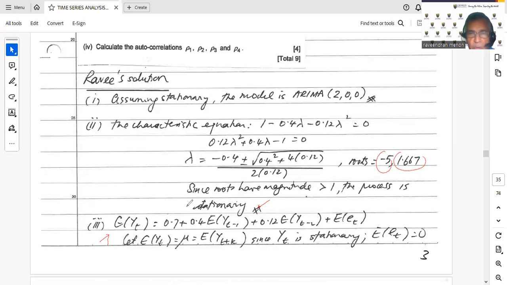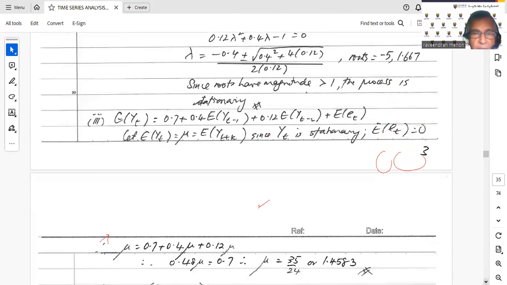So the expected value of YT, you can do that on your own. You can pause the screen. It's exactly like what we did just now. So we can save some time because we are dealing with a stationary process. The expected value of YT is the same as the expected value of YT minus 1 and YT minus 2. We'll just call them mu, a constant mean. And the expected value of ET, your white noise process, is 0. So you plug those in and you can solve for mu.